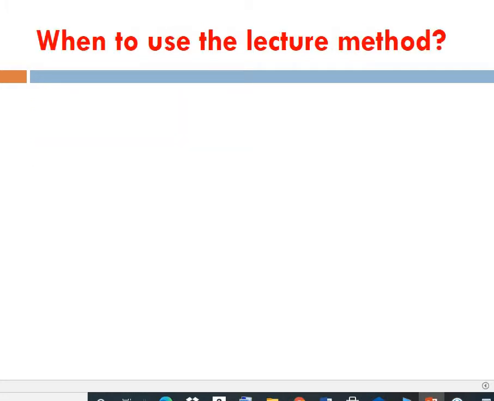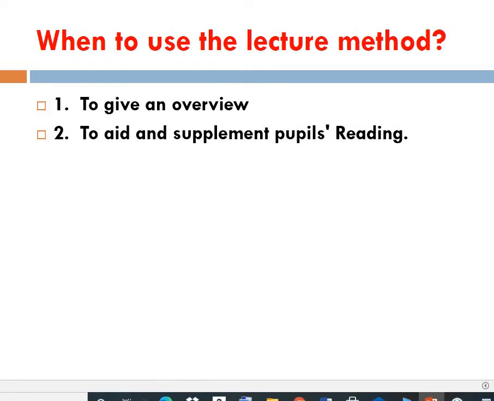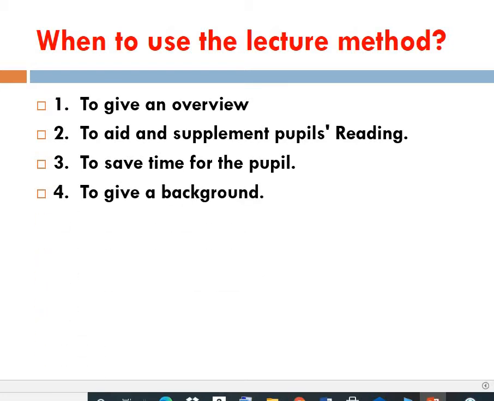When to use the lecture method? Normally, lecture method can be utilized to give an overview of the lesson by the teacher, also to aid and supplement people's reading. Thirdly, lecture method can be utilized to save time for the people because within a short span of time, you can have more content in this period. Also, to give a background of the topic.